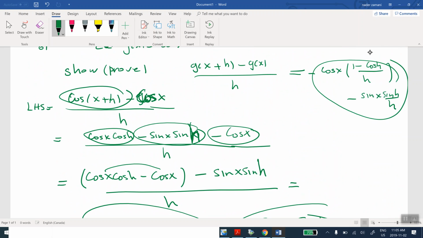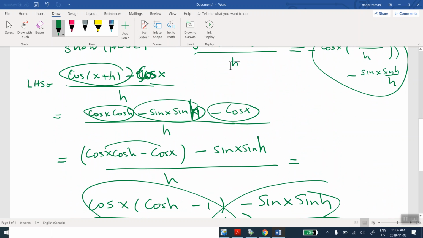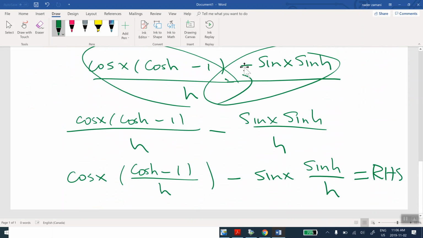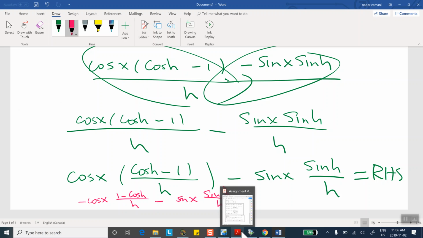You see this? The only thing is that they have factored a minus out of that expression. So what they did here is they took a factor of minus 1 out, so it's going to be minus cos x, 1 minus cos h divided by h, and then the rest stays, minus sine x, sine h over h, which is exactly the right hand side. This is it. Please practice.